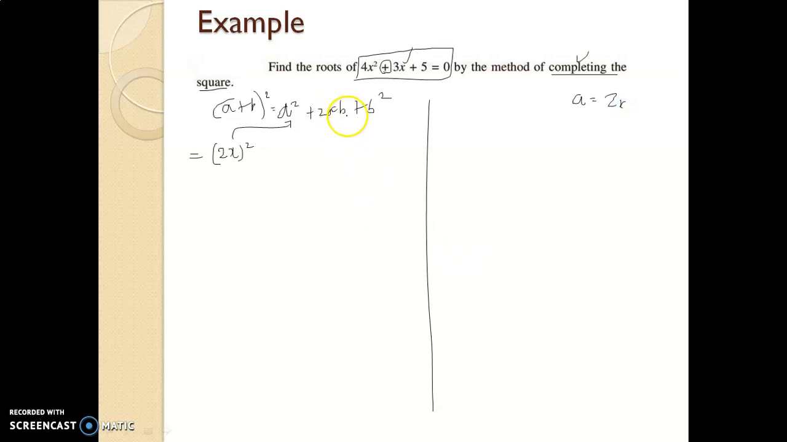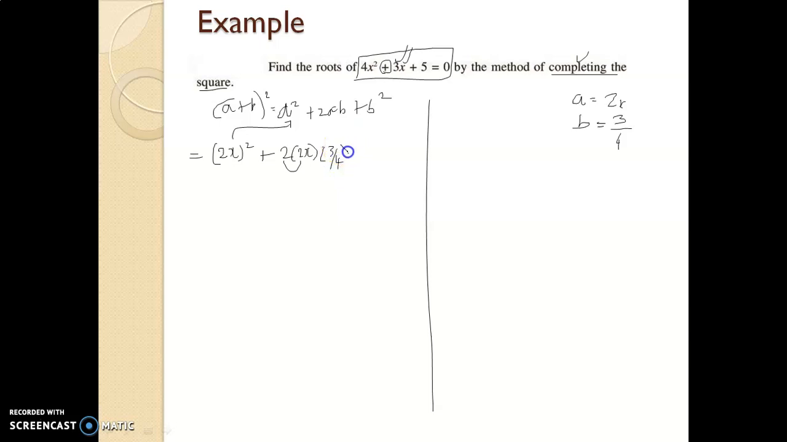The next term is plus 2ab. So plus 2 times a, that is 2x, and we need to write the b value. How can you find the b value? We should divide the coefficient of x by the product of these two. So b equal to the coefficient of x, which in the given equation is 3, divided by 2 times 2, which is 4. It is not possible to simplify this. Therefore 3 by 4 is the b value. So into 3 by 4.